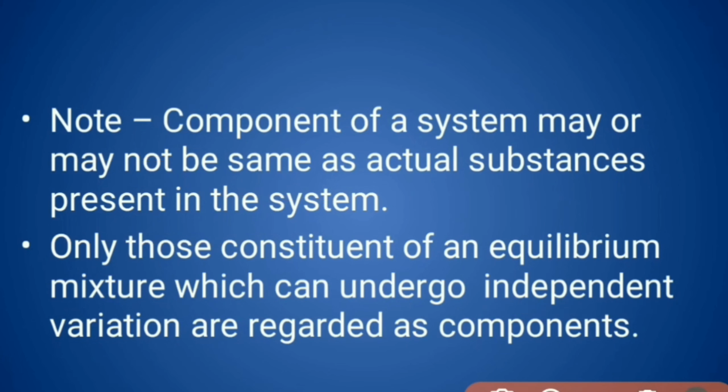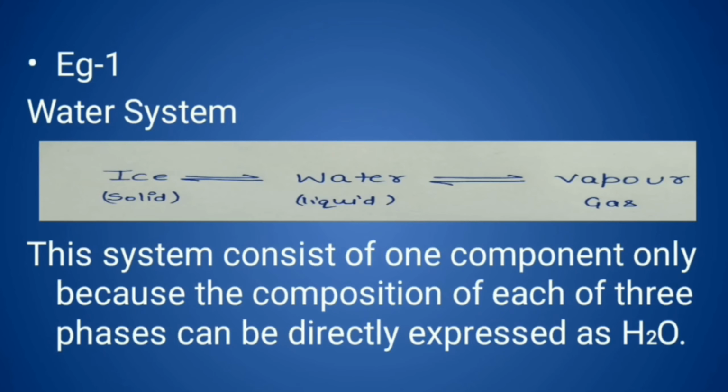Okay. So, for example, we have the water system. We will study the water system in the next classes. The water system includes solid, liquid and gas. These three phases, ice, water and vapor, are in equilibrium. So this is a phase equilibrium system, known as the water system. This system consists of one component only.